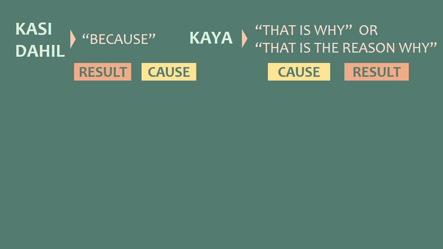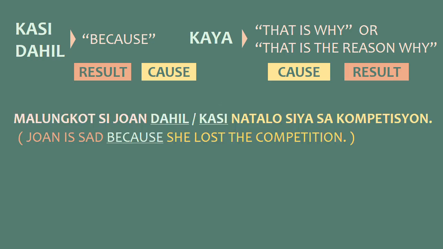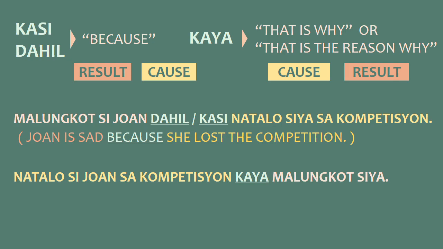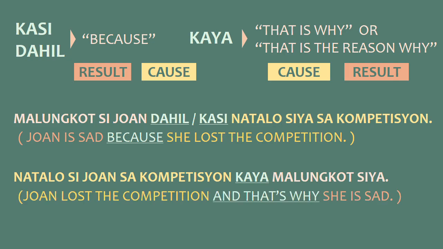Okay, let's do the second example. Natalo si Joanne sa kompetisyon, kaya malungkot siya. Joan lost the competition and that is why she is sad. So again, the reason or the cause is stated first and then the result. Okay, I'll give you a couple more examples.